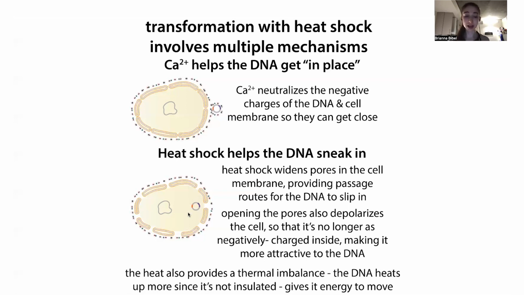And this DNA is also going to have more energy to move because you have the heat. When you have heat and molecules have more energy, they can move around more. So you might think, okay, well, can't the DNA just move right back out of the cell? But when the DNA is out here, it's not going to be insulated. When it's in here, it's going to be more insulated from the heat. So you're going to get this thermal imbalance where the free DNA out here is going to have more heat, more energy, and go into the cell.